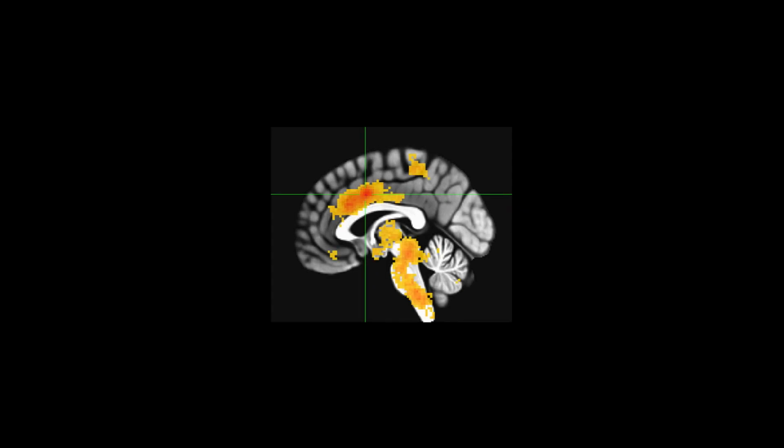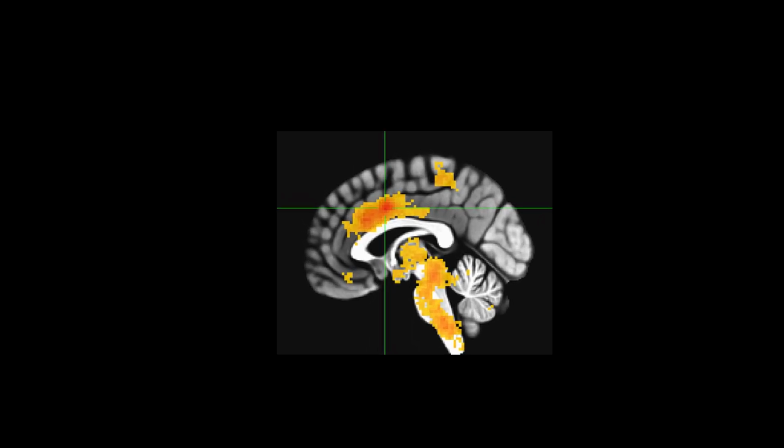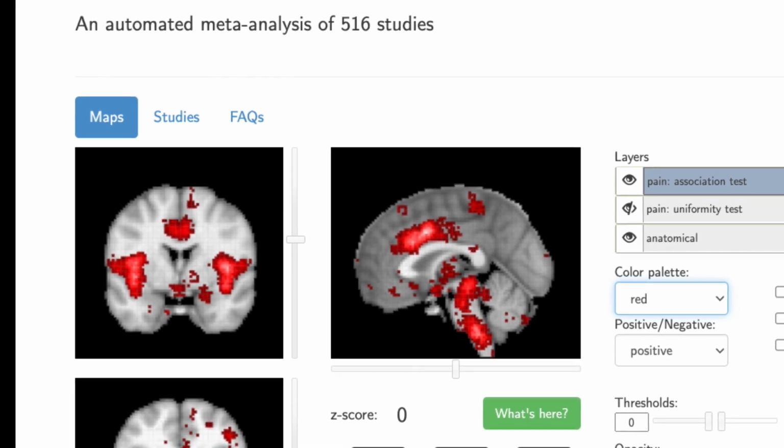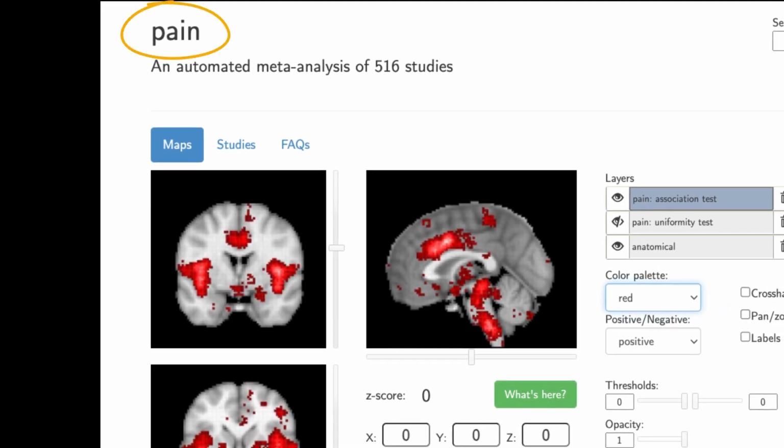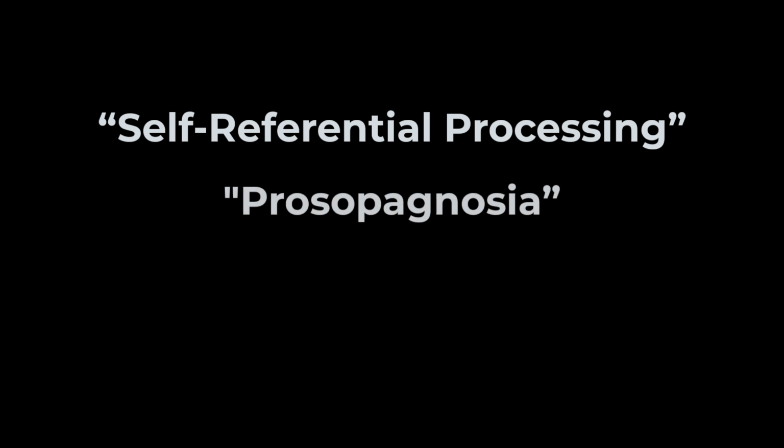Although GingerALE and Neurosynth are very good at finding the overlap among studies for search terms, these terms are often restricted to single words and, moreover, to words that occur frequently in the neuroimaging literature. What if we wanted to perform a meta-analysis on a more complicated phrase, such as self-referential processing? Or what if we wanted to use a relatively rare term, such as prosopagnosia?